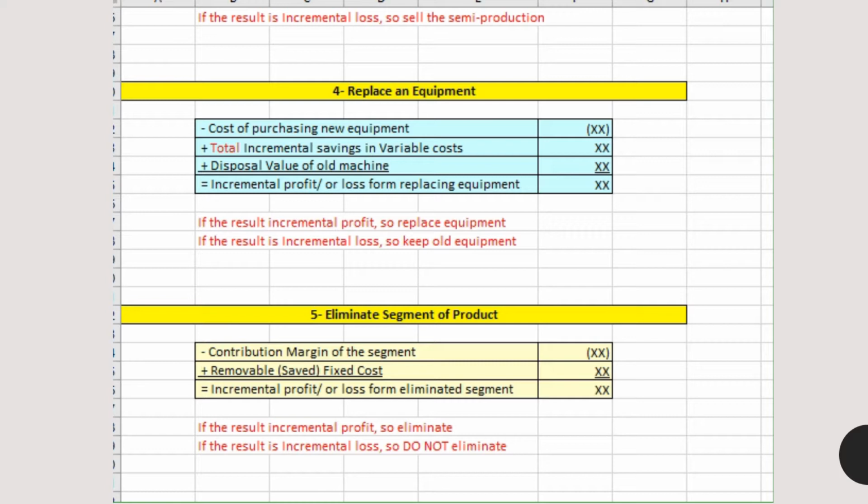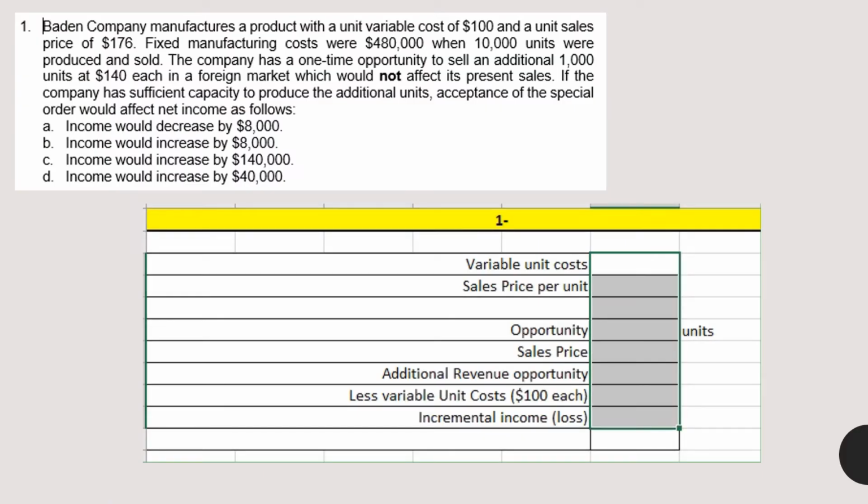So those are some examples just to give you the background before we walk through some specific numerical situations. Alright, we have the situation where Baden produces a product with a unit variable cost of $100, sales price of $176. They have fixed manufacturing costs of $480,000 when 10,000 units were produced. The company has a one-time opportunity to sell an additional 1,000 units at $140 each in a foreign market, which will not affect its present sales.